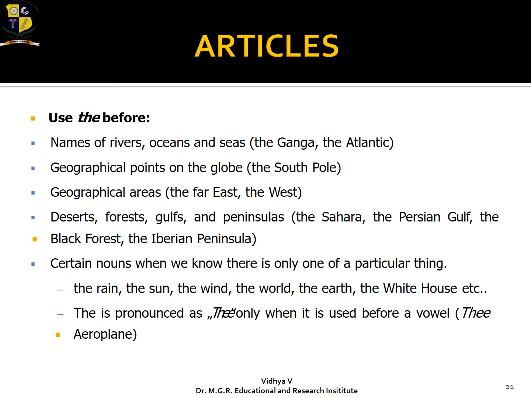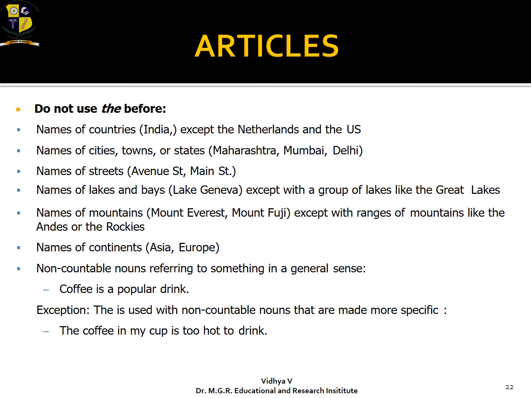The is pronounced as thee only when it is used before a vowel. The aeroplane. Do not use the before names of countries like India. Exception, the Netherlands and the United States of America. Do not use the before names of cities, towns or states.